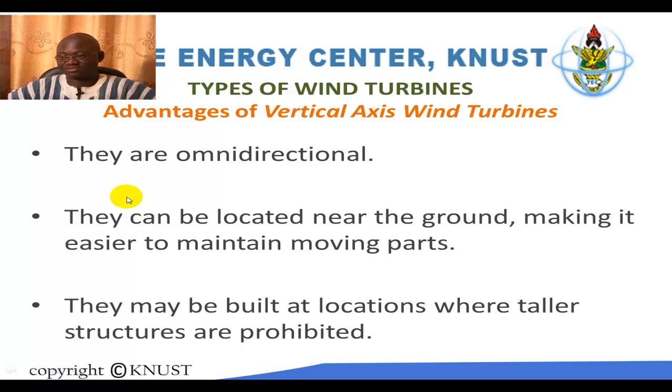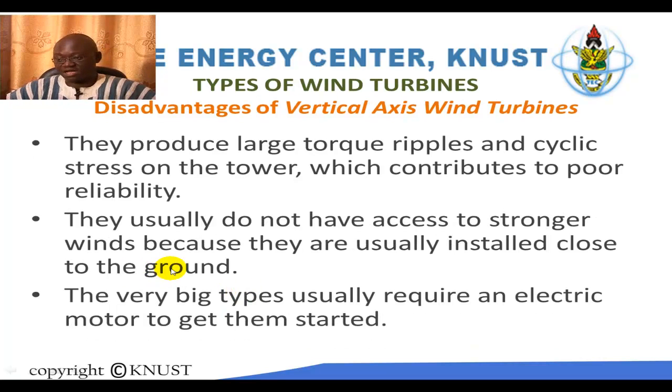They're omnidirectional. They don't need to be pointed. The very good designs don't really need to be pointed into the wind. They can actually capture the wind from all directions. So they can be located near the ground, making it easier to maintain moving parts, since the small ones located near the ground have much easier access compared to the horizontal axis wind turbines that can go deep high into the sky. And because they can be mounted closer to the ground, they can also be built at locations where taller structures are prohibited. Now, some disadvantages.